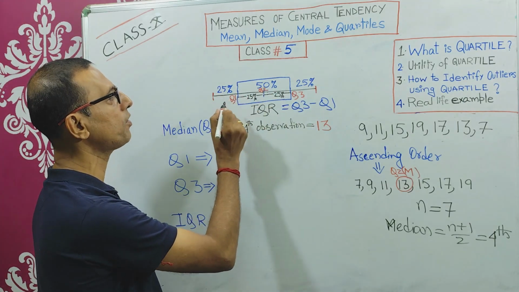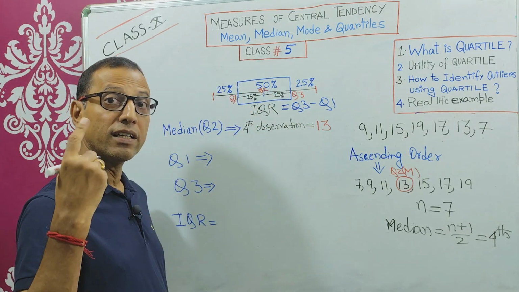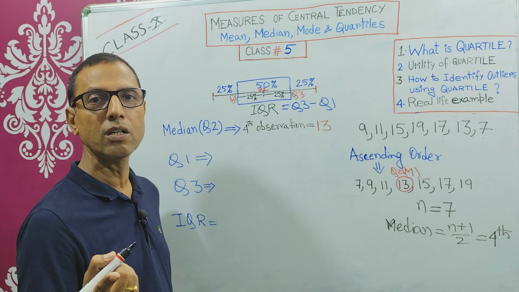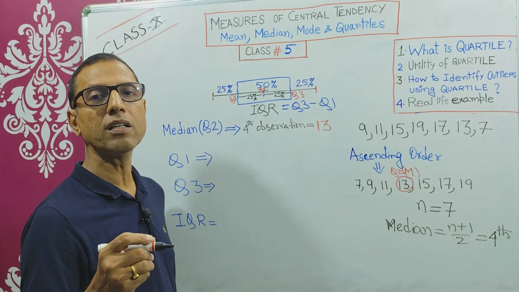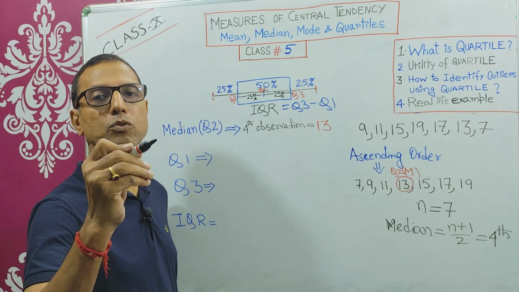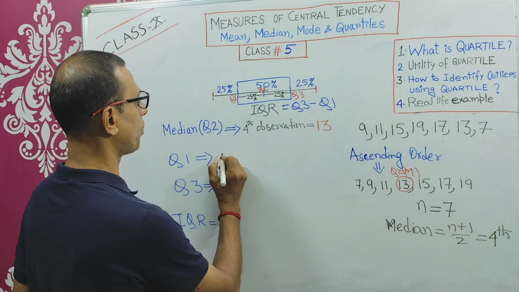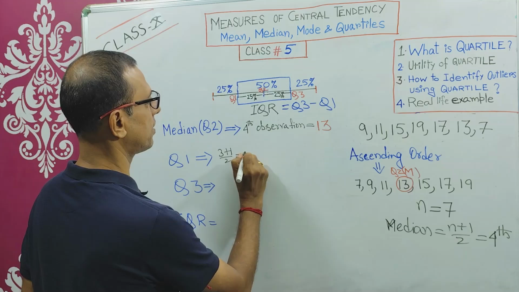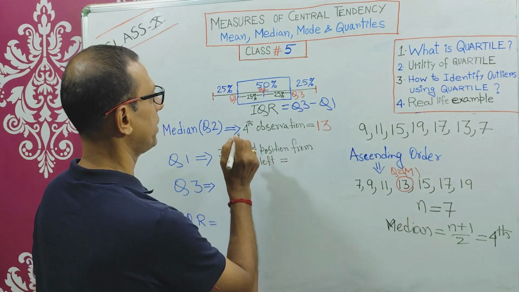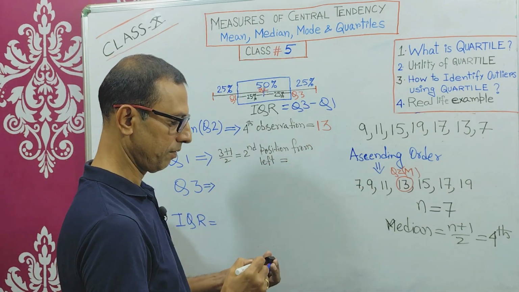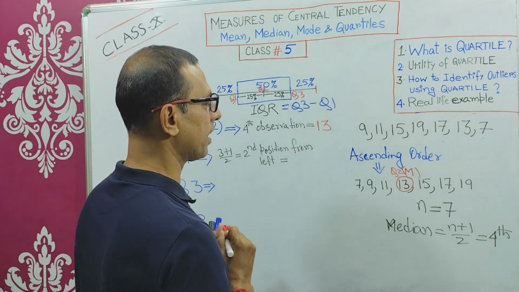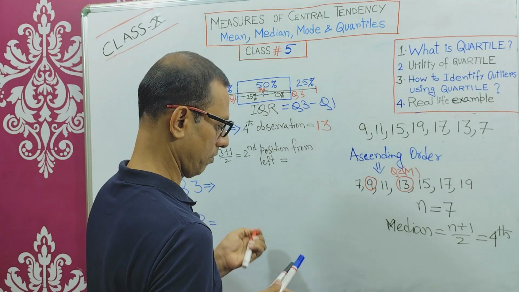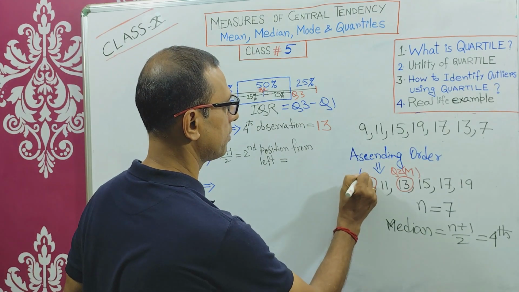So at the left side of the median, if you have 3 data points, to find the median, the number of observations is 3, so you use n plus 1 by 2, that is 3 plus 1 by 2. That is the second position from the left. Second position from the left means it is 9. So 9 is the Q1.